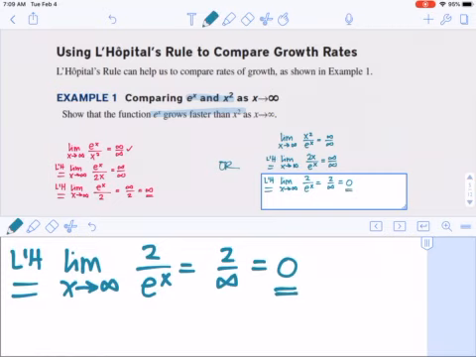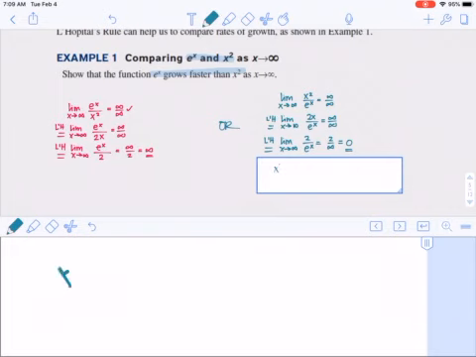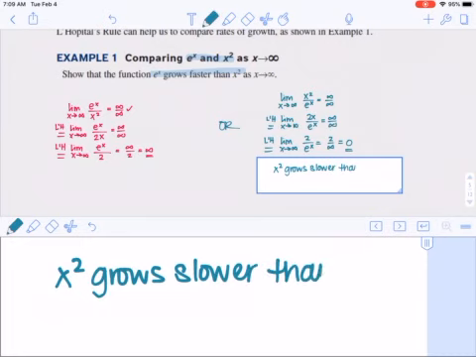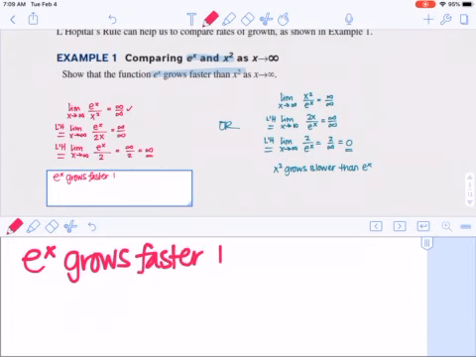Well, this answer indicates that the top function, x squared, grows slower than e to the x, okay? So here my conclusion would be that x squared grows slower than e to the x, whereas over here, my conclusion would be e to the x grows faster than x squared, but realize those two statements are equivalent.